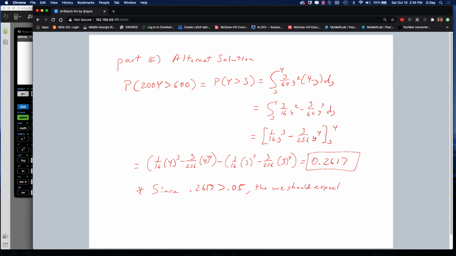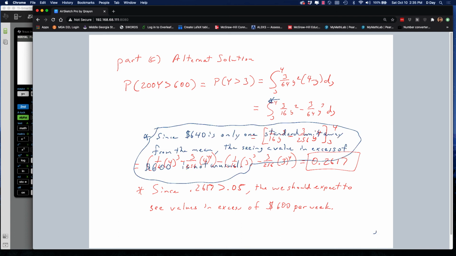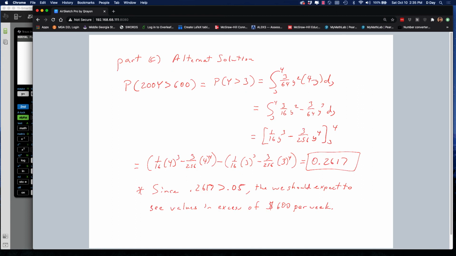then we should expect to see values in excess of 600 per week. Doesn't mean we'll get them, but we can expect them. And you might even word that as, we should expect from time to time to see values in excess of $600, or something like that. And that is pretty much it. Either way you answer this question, I'm fine with it. Both of these are legitimate answers for a question like this. So keep that in mind.